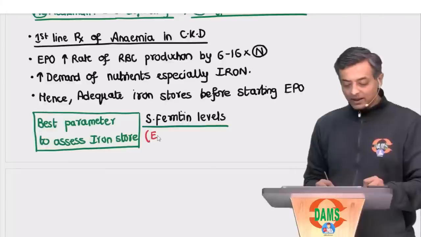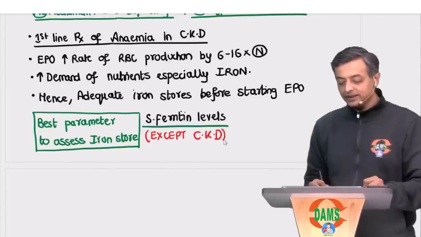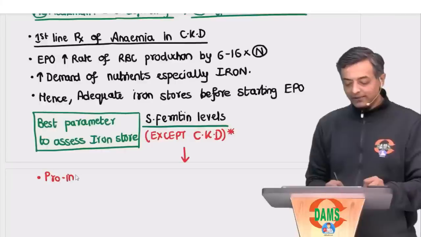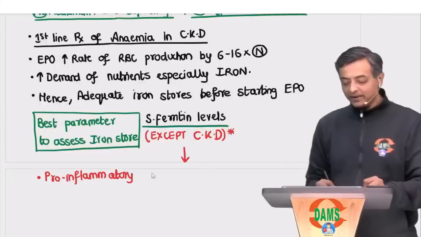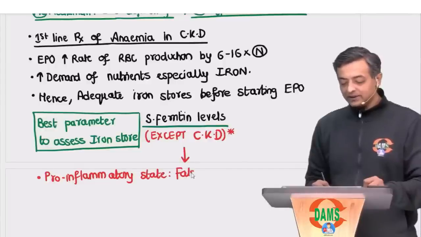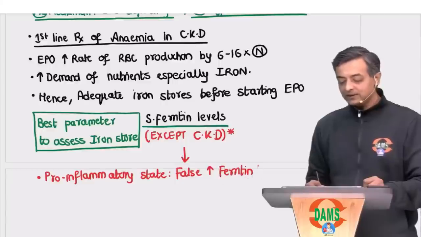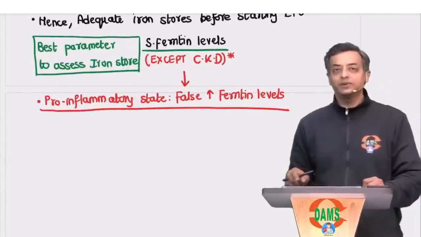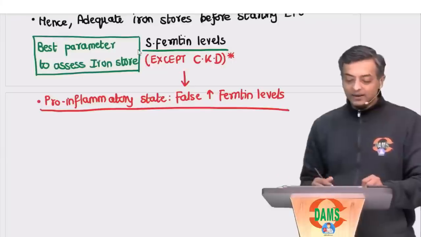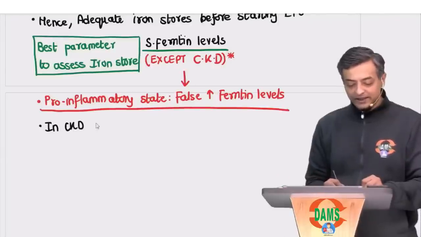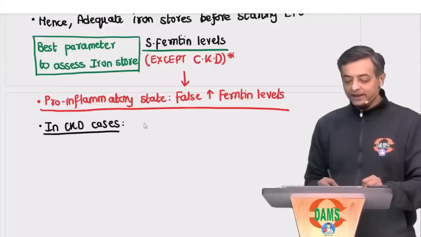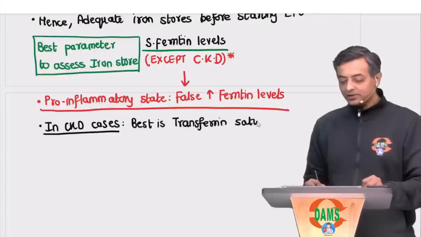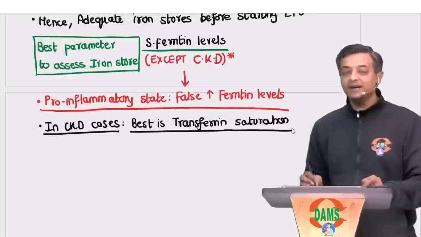But this is true in all except renal failure. Except in CKD. Why? What happens in CKD? Chronic renal failure causes a pro-inflammatory state, and that is why it can cause false elevation of ferritin levels, because we know from the COVID era that ferritin is also an acute phase reactant. That is why only in patients with CKD, the best parameter to assess the iron store is to measure transferrin saturation.